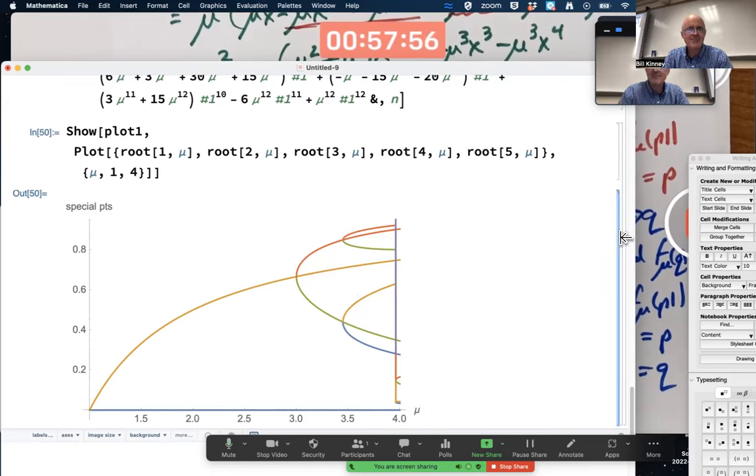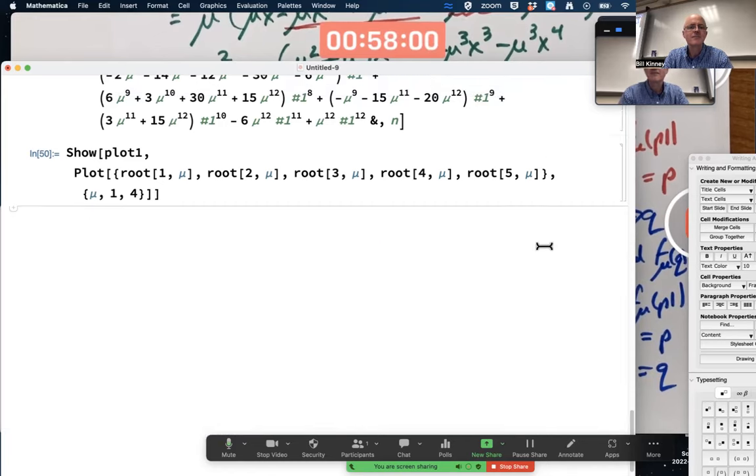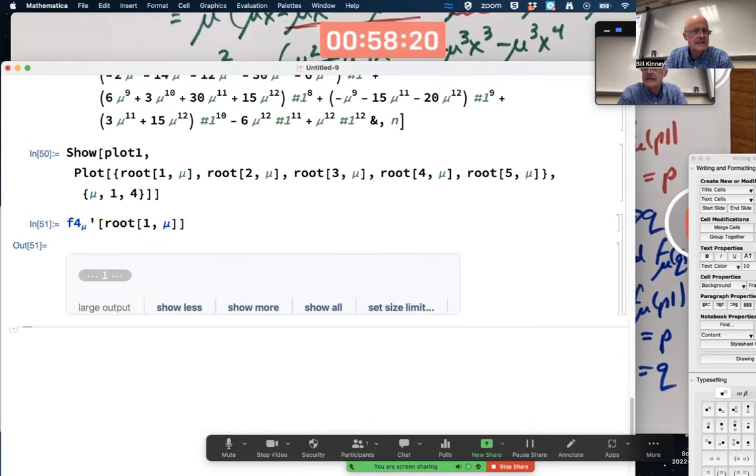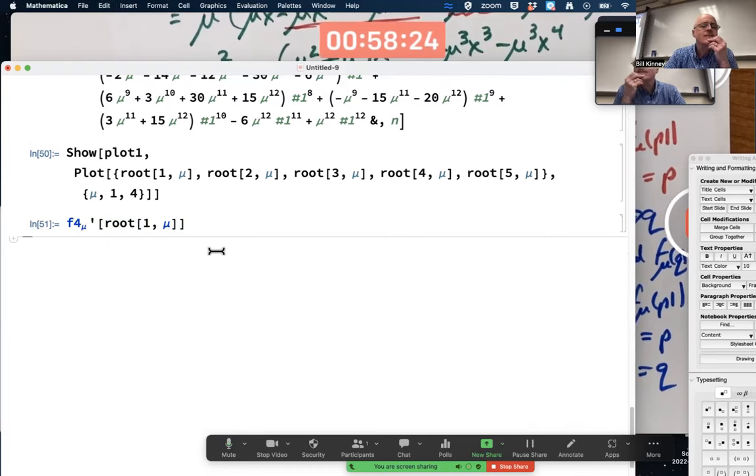Where would the next bifurcation value be? Here's something I haven't tried. I'm probably not going to, this is probably not going to work. If I try F4 mu prime of root 1 mu, I think this is not going to do anything, or if it does, it's going to be weird. Yeah, okay. Can I still plot?